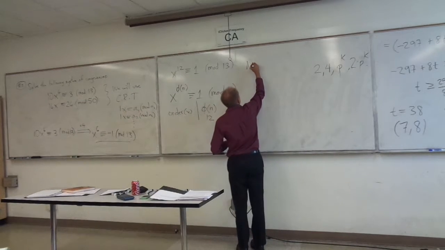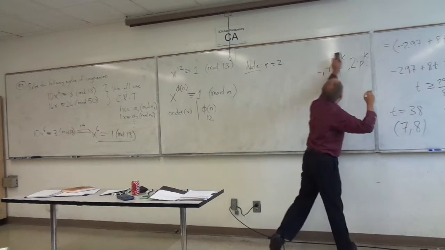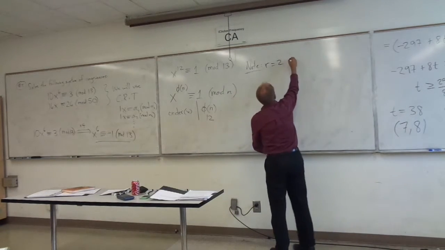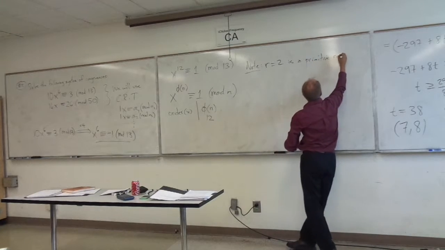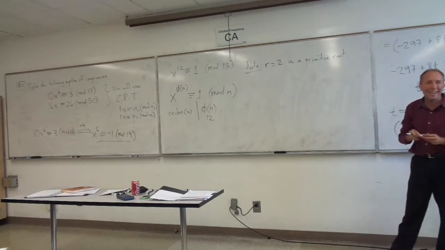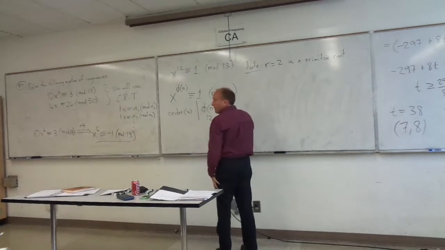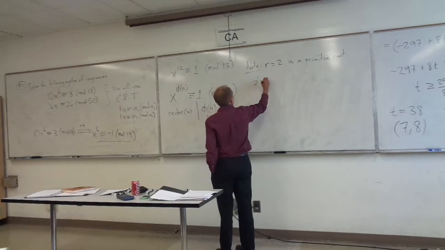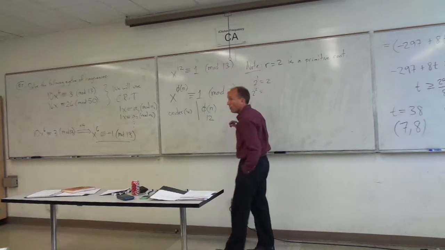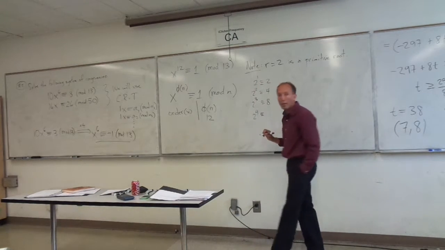So note that r equals 2 is a primitive root. What that just means is that it has order 12. And in fact, if you want, you can take all of the powers of 2 and reduce them mod 13. I'm just going to do this for the sake of reviewing. We don't really need this for the problem, but I'll do it anyway.